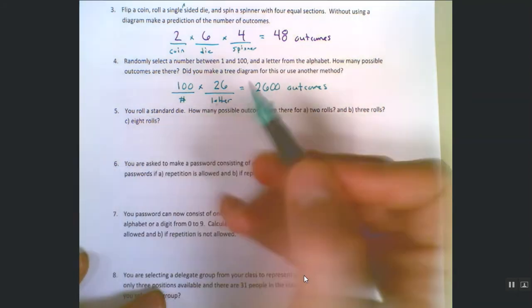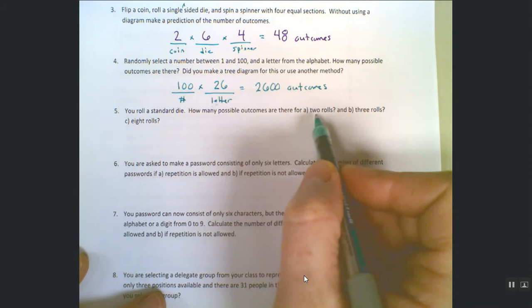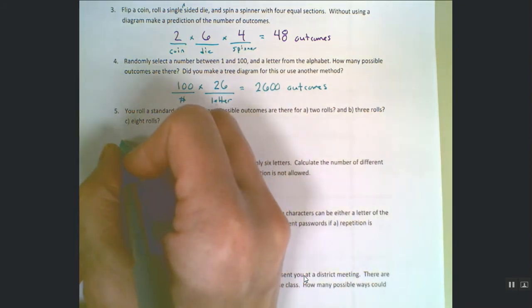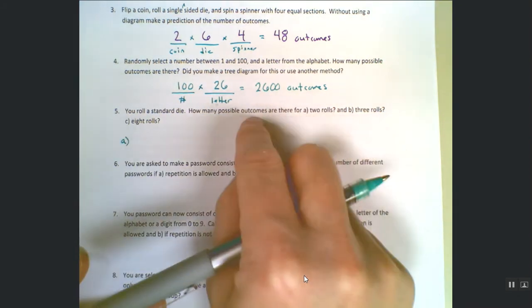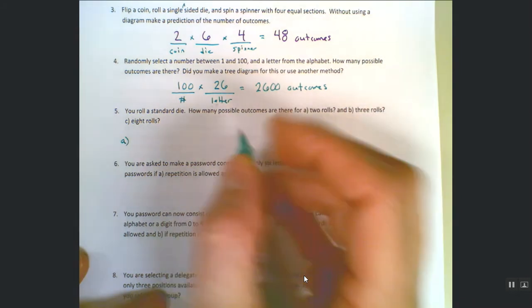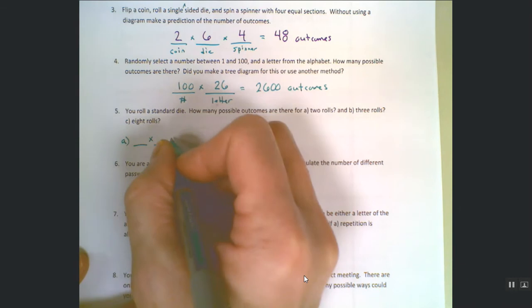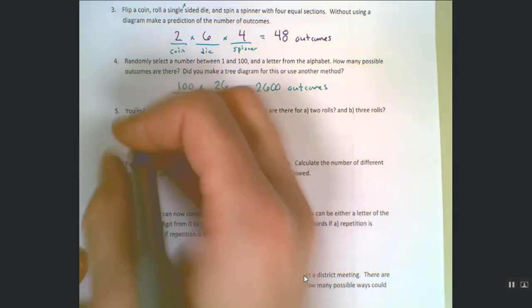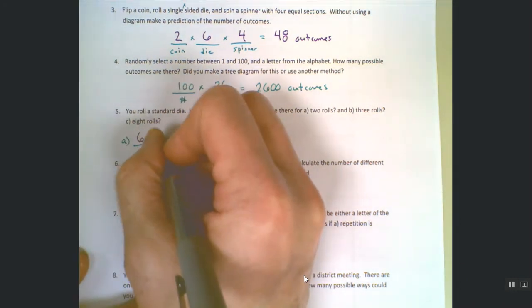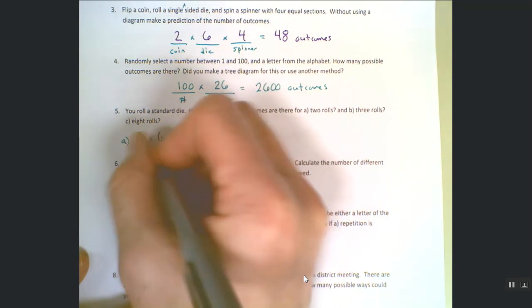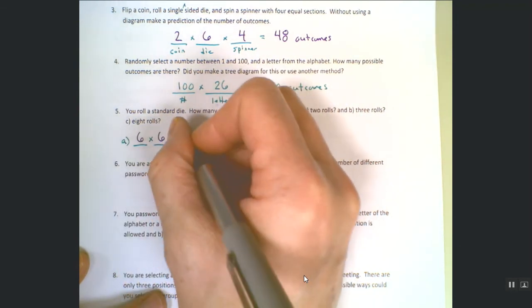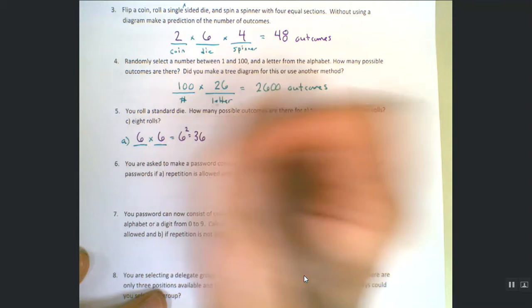Alright, you roll a standard die, which is a 6-sided die. How many possible outcomes are there for 2 rolls, 3 rolls, and 8 rolls? Well, roll number 1, roll number 2. For roll number 1, you have 6 options and 6 options. Now, because it's the same, we can actually go 6 squared, and that's 36.